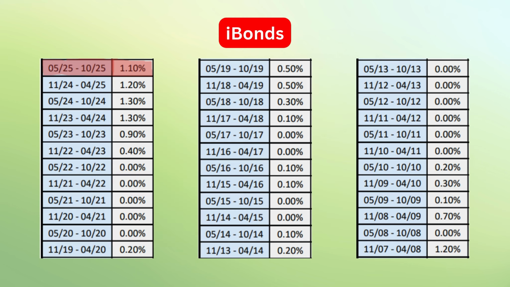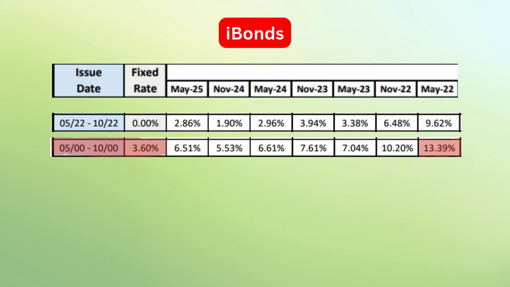Looking back to 2008, even a 1.1% fixed rate is relatively high. For reference, the highest fixed rate ever offered was 3.6%, available from May to October 2000. Those who bought I-bonds during that period earned 13.39% annual interest in 2022 and are currently earning 6.51%. Pretty impressive, right? Definitely something to envy.